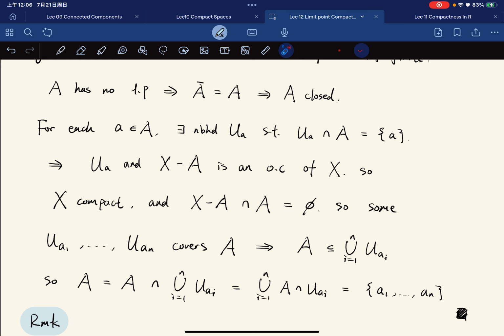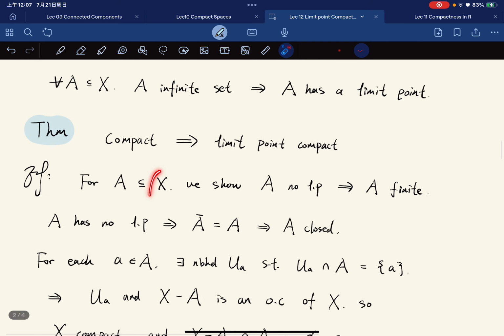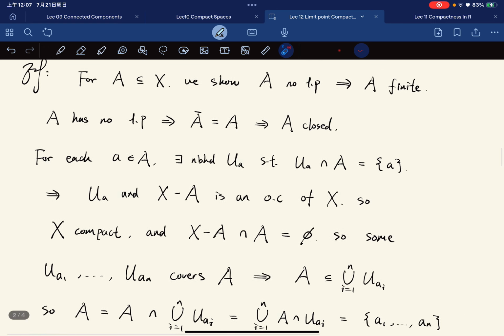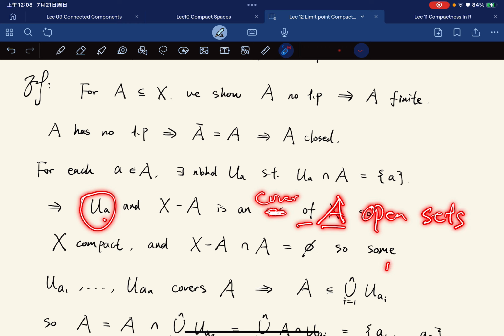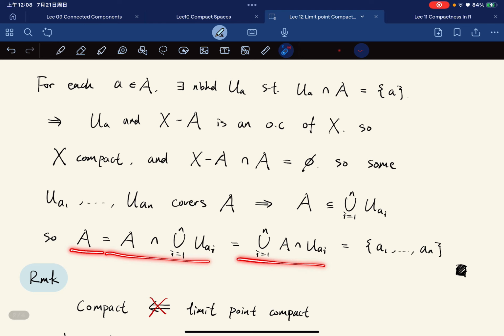I mean, this is the proof from the textbook, but in my opinion, because A is closed and X is compact, A is compact, right? Closed subsets of a compact space are compact, yes. So the neighborhood U_a is an open set in X. And because A is compact, this is a covering of A with open sets in X, so finitely many of the U_a cover A. Again, we get this, so basically this leads to the fact that A is finite.